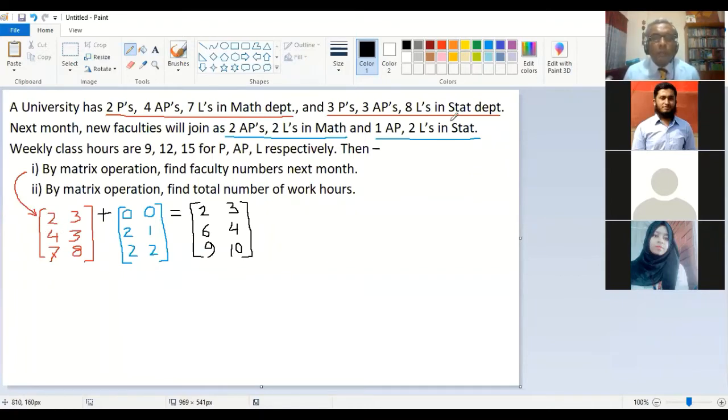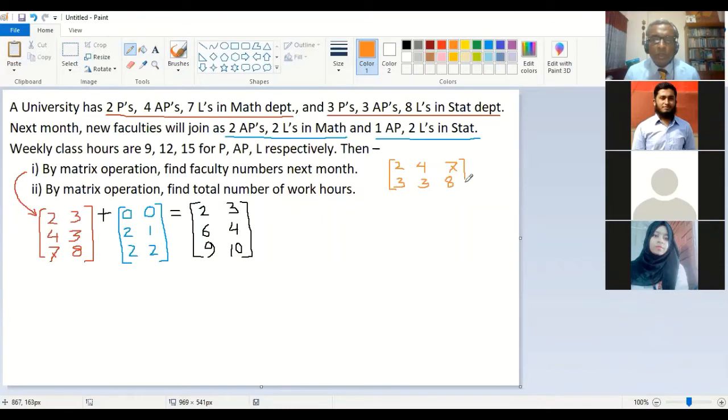Now I am telling you another thing, and I'm writing it in orange color on the right side. If someone writes the first matrix like this, 2, 4, 7 is not the column; 2, 4, 7 is the row. First row is the mathematics department, and second row. Sorry, sir, my internet went down. Okay, no problem.